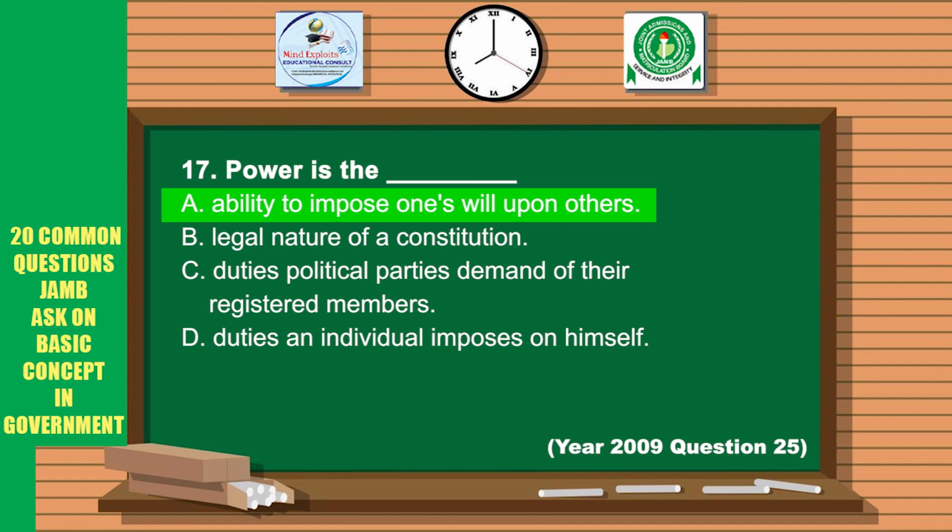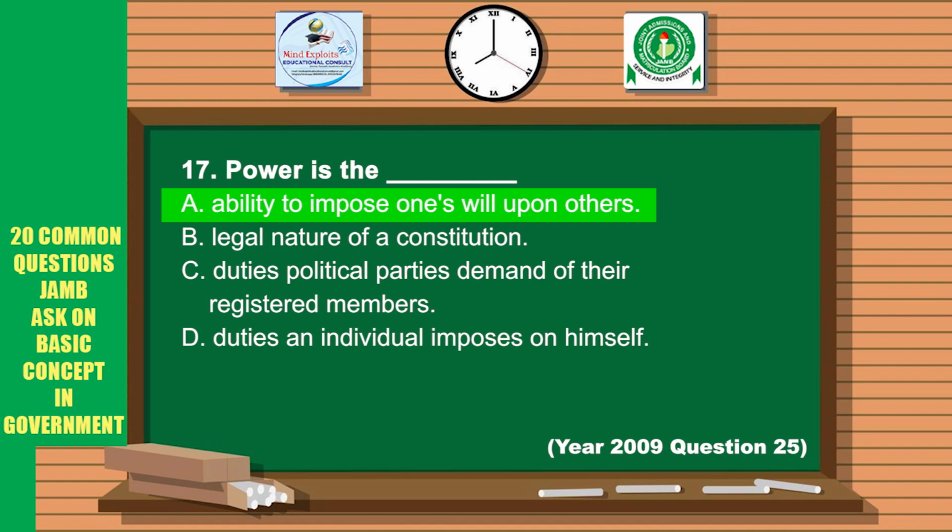But let's read the other options. B says legal nature of a constitution, no. C says duties political parties demand on their registered members, no. D says duties an individual imposes on himself. So that's not the answer. The most important answer there is the fact that power is the ability to impose one's will upon others. This is question 25 in year 2009.